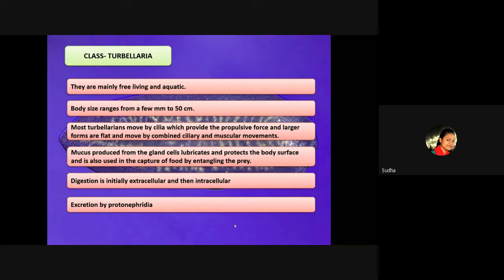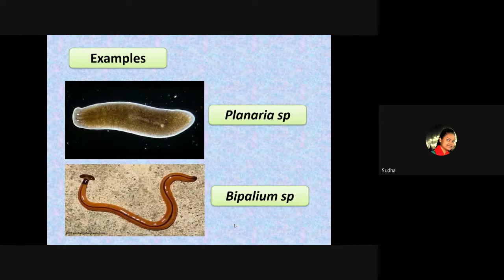The next point is excretion by protonephridia. Protonephridia, as we all know, are concerned with excretion and also osmoregulation. Here are two examples of turbellarians. First is Planaria and second is Bipalium.